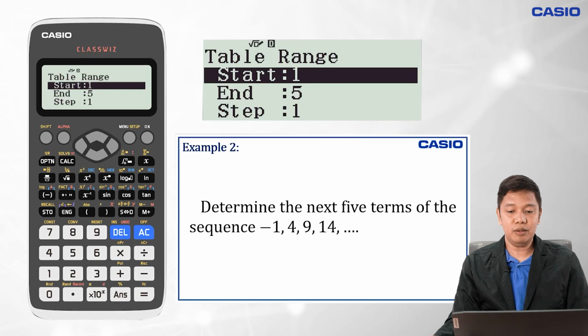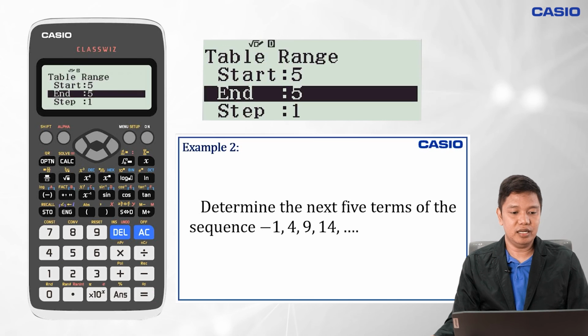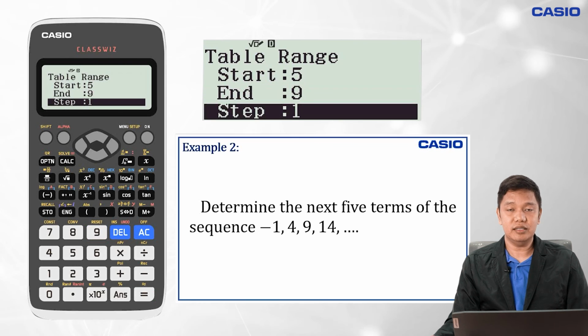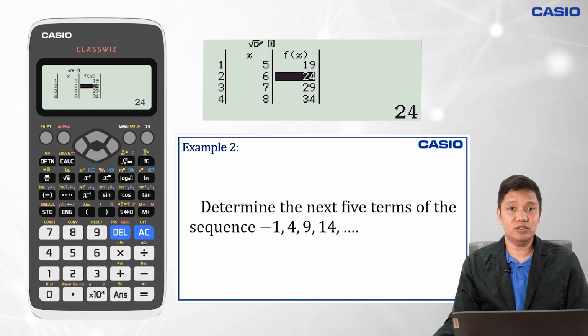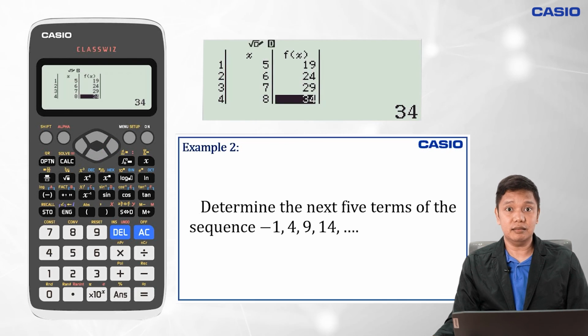equals. This time we need to start at 5. So press 5 and then equals, and then we need to end at the 9th term. So press 9 and then equals, and our step remains at 1. So just press equals, and we have the table of values: the 5th term is 19, the 6th term is 24, the 7th term is 29, the 8th term is 34, and the 9th term is 39.